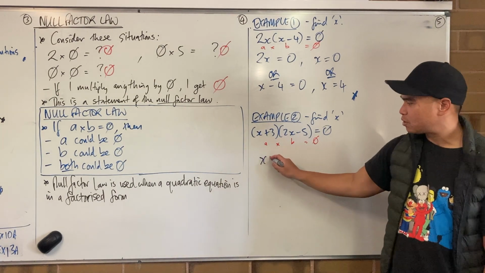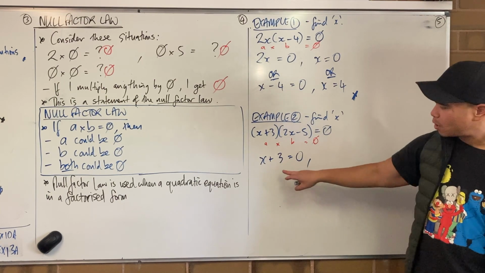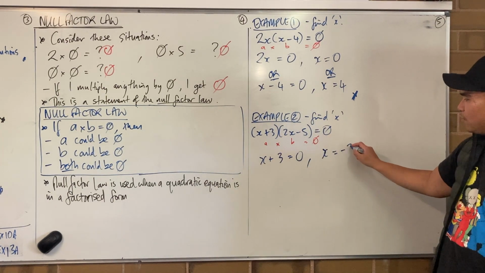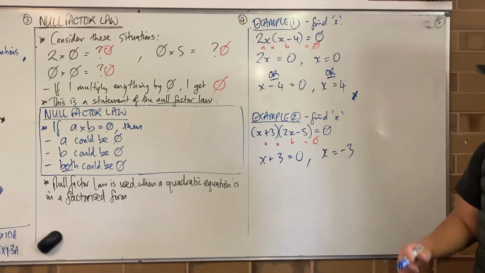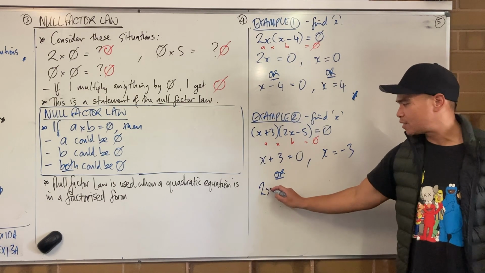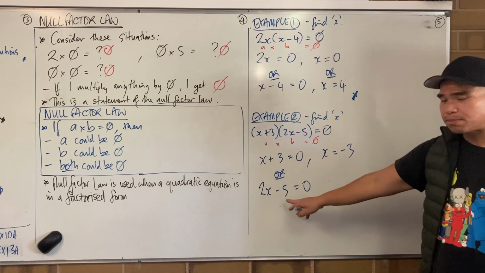So, x plus 3 could be 0. And if I solve this, what's the opposite of adding 3 to something? Taking it. Good. So x could be negative 3, and that's possible. And then this one, or in capitals, 2x take 5 could be 0. There's a couple of steps to solve this.